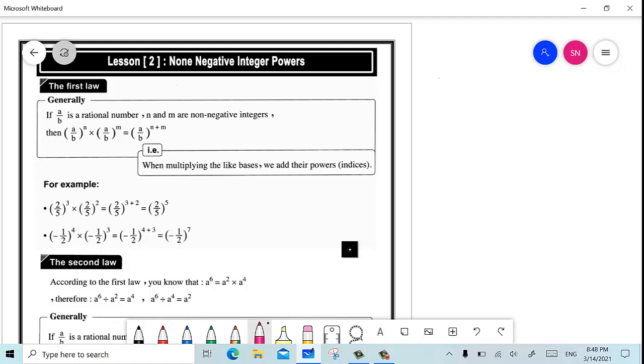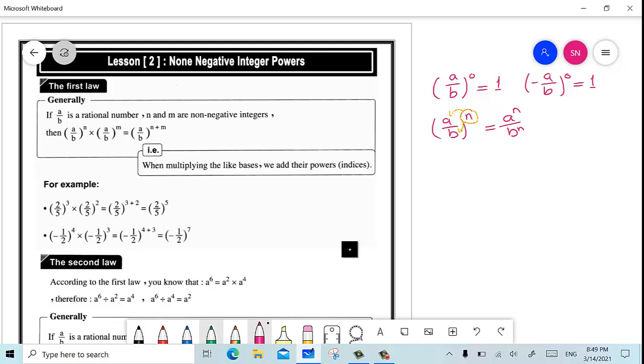We said before that anything raised to the power of 0 gives me 1, even if this number was a negative number. Still, if it's raised to the power of 0, it's equal to 1. We also said that if I have (a over b) all raised to the power of n, I distribute the n on the numerator and on the denominator, and this is equal to a to the power of n over b to the power of n.